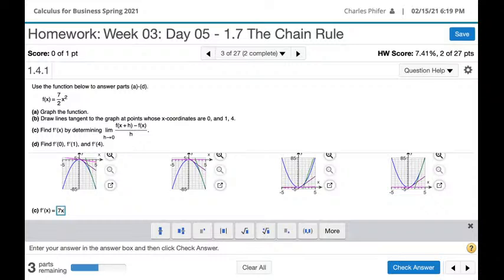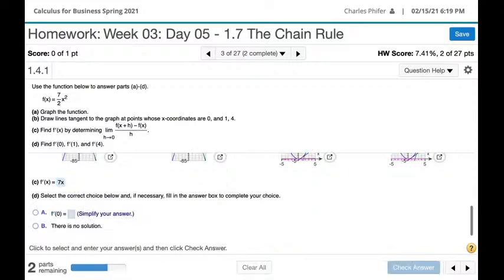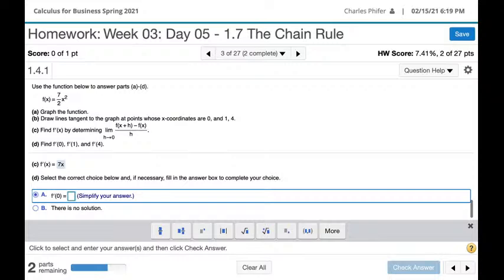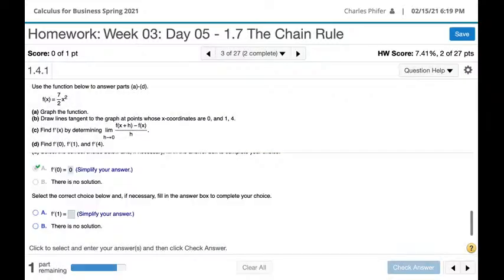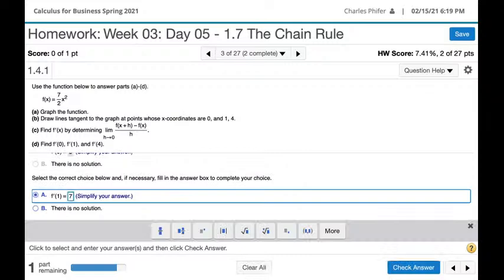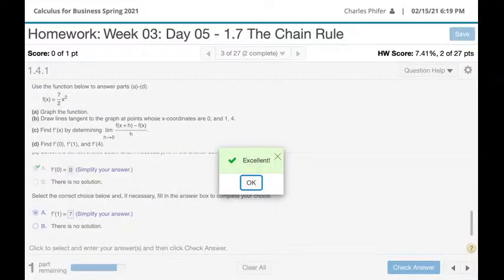I saw the chat. Select the correct choice. Oh, f prime. So when x is 0, now that we have the derivative, when x is 0, we're going to get a 0 for that one. When x is 1, it's going to be 7, because 7 times 1. Like, once you have the derivative of these, the rest of these are quick. And then when x is 4, the result should be 28. Okay, I think that'll be it there.